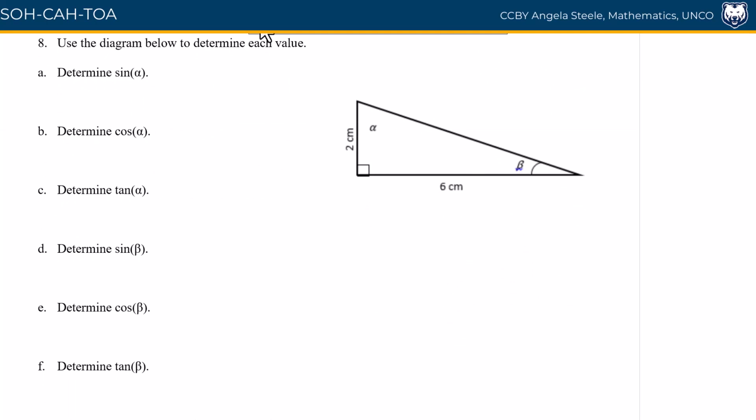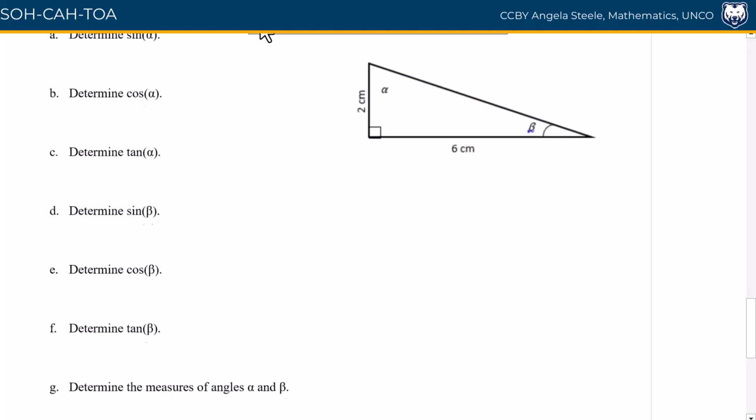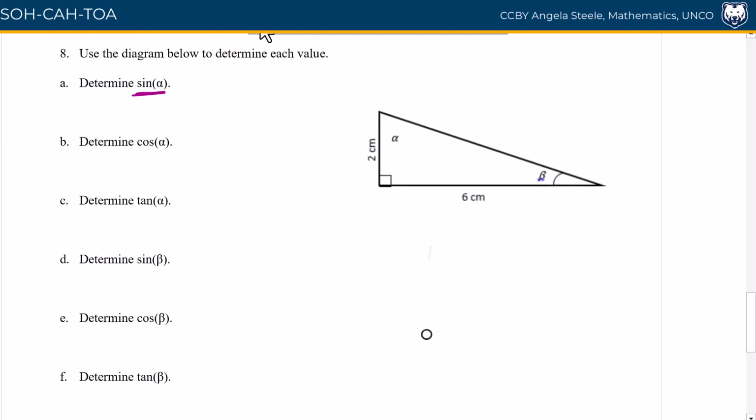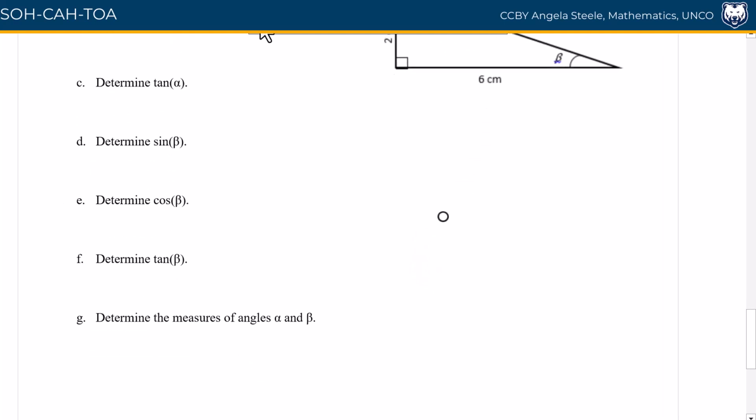All right, last we have problem number 8. So we're going to use this diagram below to determine each of the values. One of the things to be careful of is that when we're solving for part A, you don't need to do the inverse quite yet. You just need to find sine of alpha. Same thing with B through F. You do not need to do the inverse quite yet. It's when you get to G that you will want to do the inverse.